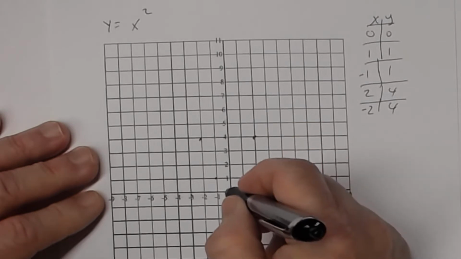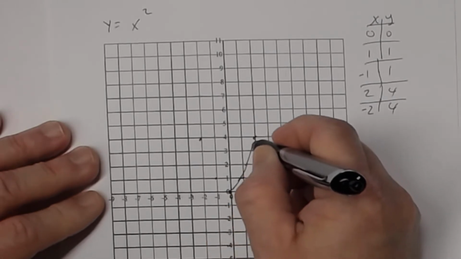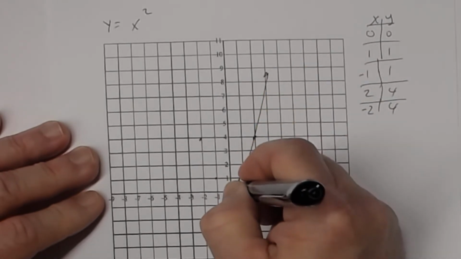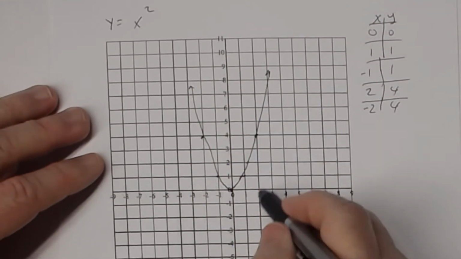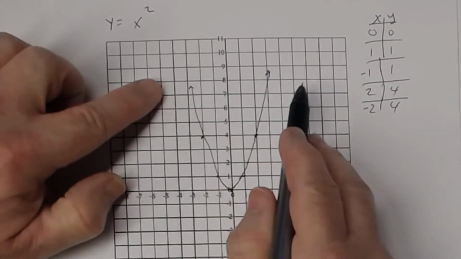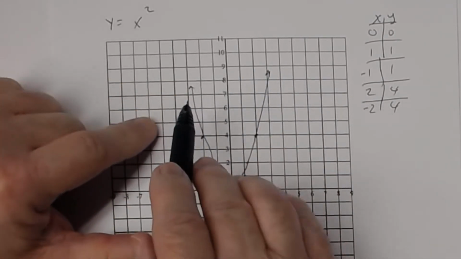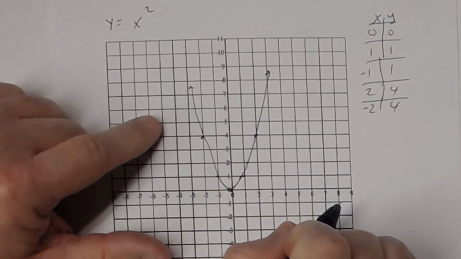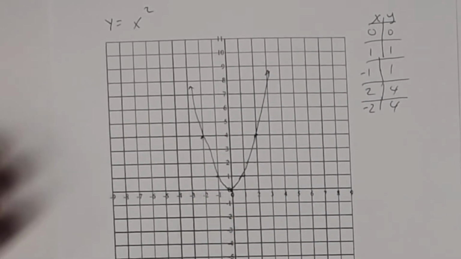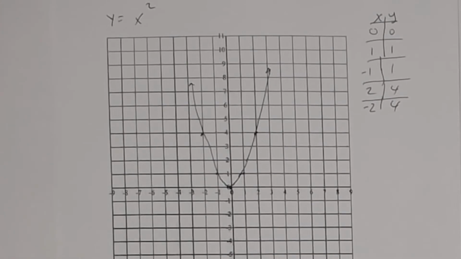Remember, y equals x squared is the parent function. It points up. Notice the end behavior on both sides. On the left, it goes up. On the right, it points up as well.